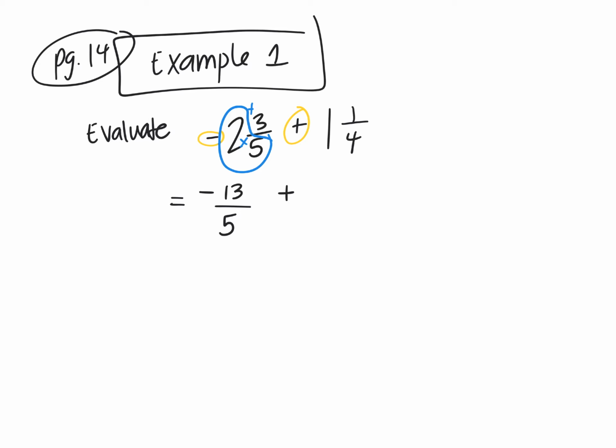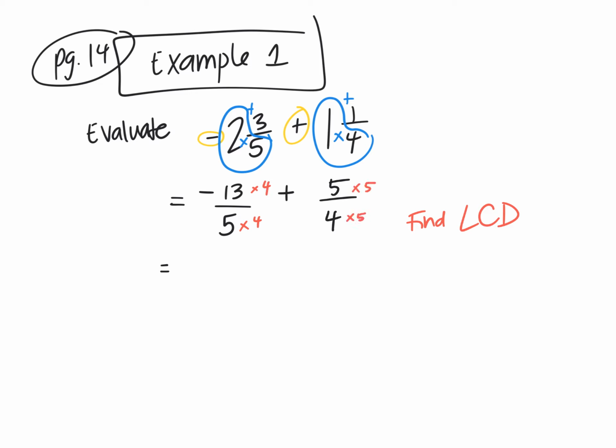What would that be as an improper fraction? So same thing, 4 times 1 is 4, plus 1 is 5, so it would be 5 over 4. You're finding the lowest common denominator, which is what? 20. So we multiply this by 4, which means we have to multiply the numerator by 4, and we have to multiply this by 5, so that we can get a common denominator of 20.